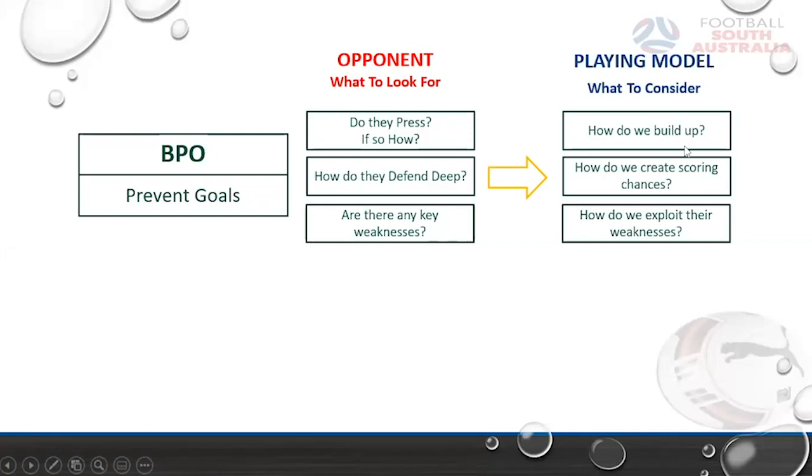So how do we build up against their press? How do we build out? How do we create goal-scoring chances? How do we release somebody in behind their defensive block? And then if there are weaknesses, how can we exploit those?